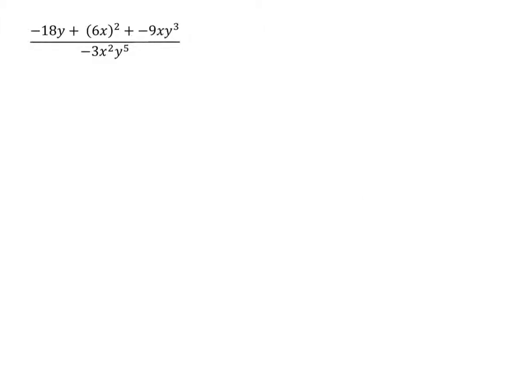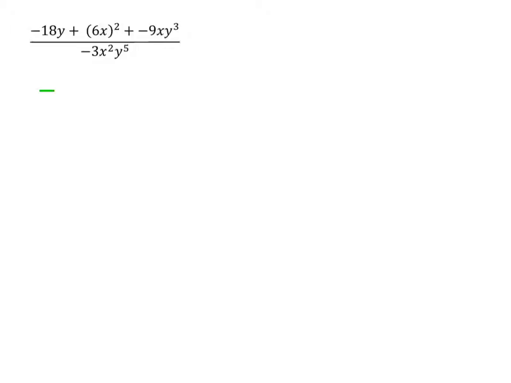Alright, so what we will be doing today is dividing a polynomial, which is (-18y + 6x)² plus -9xy³, by a monomial, which is -3x²y⁵. What's easiest to do for this kind of problem is to take the monomial and split up the polynomial.